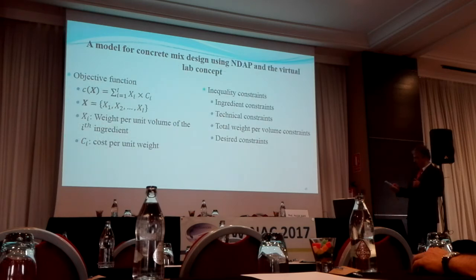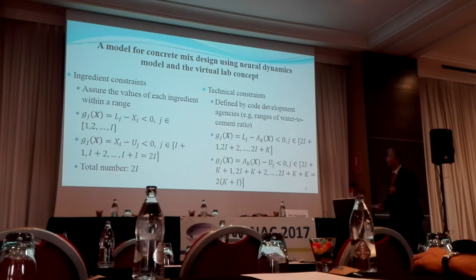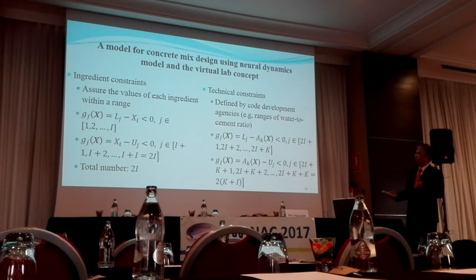So a model for concrete mix design using NDAP, the neural dynamic optimization model of Adeli and Park, and the virtual lab concept. So we have an objective function to minimize the cost, and then we have inequality constraints: ingredient constraint, technical constraint, and a set of desired constraints. So the problem has to be formulated mathematically. And here you see the nature of the constraints that we have. On the right, technical constraints defined by code development agencies, for example, ranges of water to cement ratio.